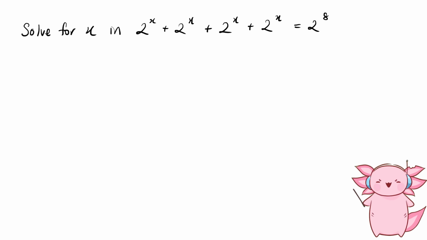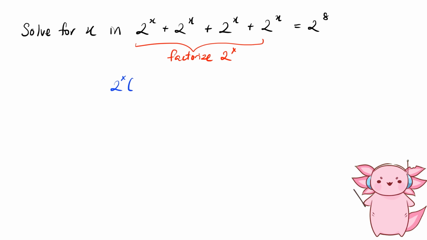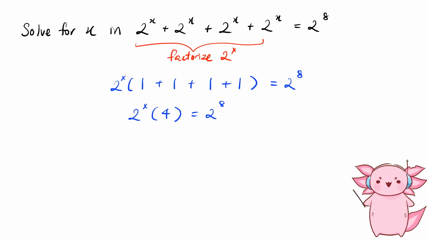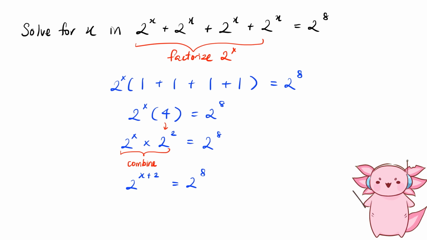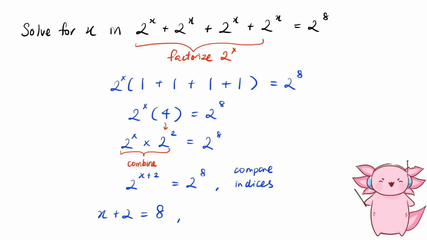Okay, this one is a little tricky because all of this is a plus instead of a times. So we can't use our indices law straight away. The trick here is to factorize out 2 to the power of x from all of these 2 to the power of x's over here, and we get 2 to the power of x times 4, which we can rewrite the 4 to be 2 to the power of 2. Now we combine the power for the 2's, and we can compare the indices to get x plus 2 is equal to 8, and then the final answer of x is equal to 6.